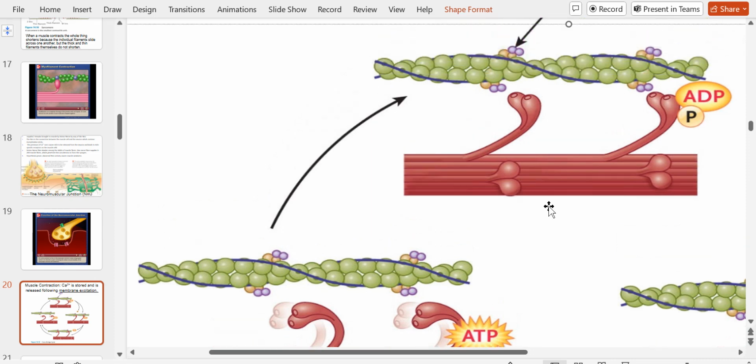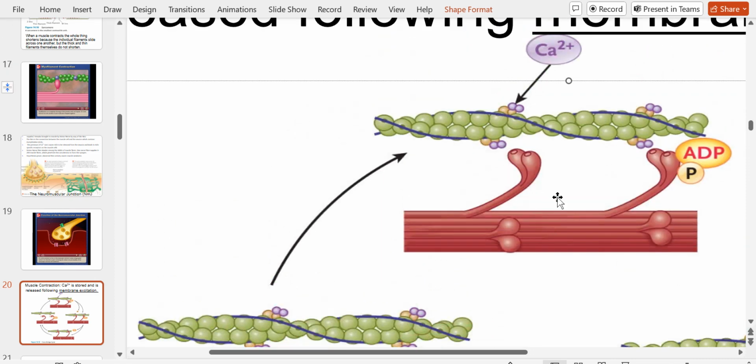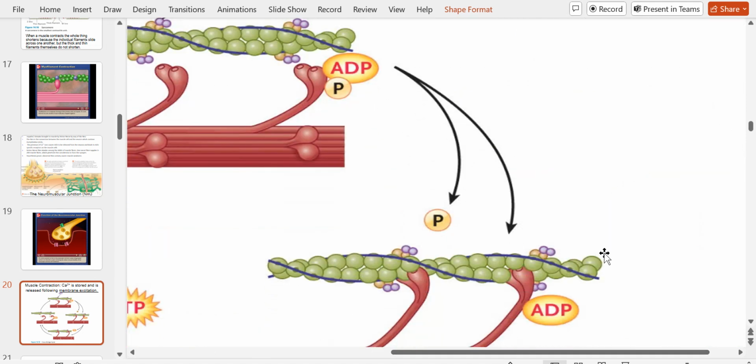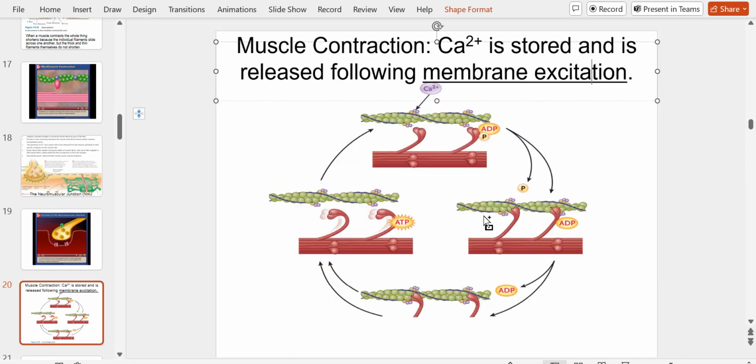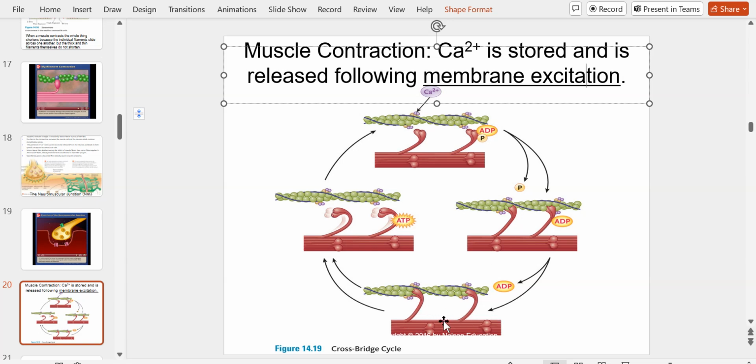And in the presence of calcium, you'll see what's going to go on here. Calcium is released. It attaches there to the troponin, and then the tropomyosin distorts. Okay, and those binding sites open up. Therefore, the heads can attach, and then we have muscle contraction.